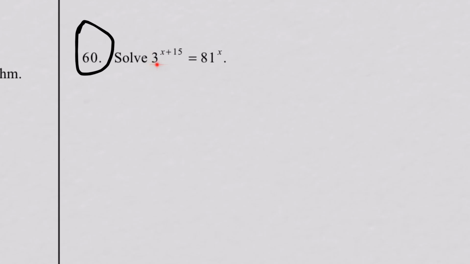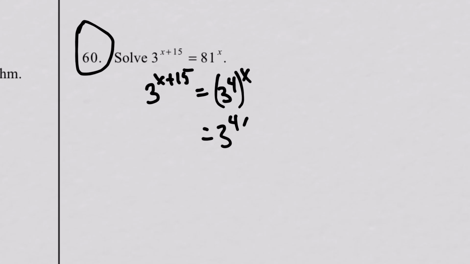You should notice here that 3 and 81 are both powers of the same base. This is 3 to the 1 power, right? And this is 3 to the 4th power, right? 3 times 3 times 3 times 3. This is 3 to the 4th power. So I'm going to write them both as the same base, and that's going to allow me to solve it really fast. Now, 3 is already base 3, right? There's really not much to do there. But 81 is 3 to the 4th to the x, which is 3 to the 4x.